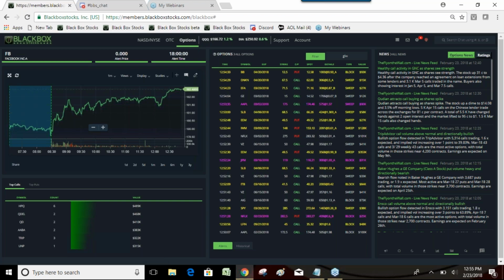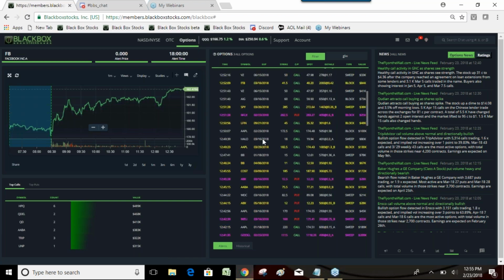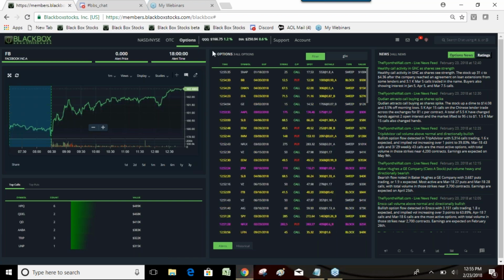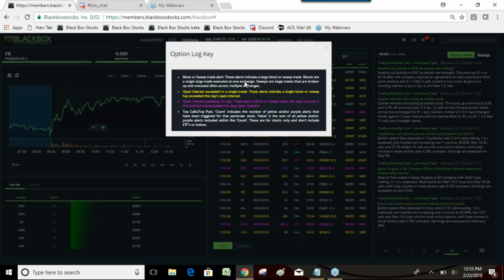So you see healthy call activity in GNC, share strength. Baker Hughes and GE, put volume heavy and directional, etc. So we're watching this flow all day. Let me show you what these mean. Click the question mark. It tells you what blocks and sweeps are, what the yellow means, the purple means, what the white means.